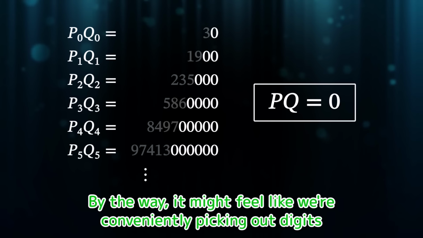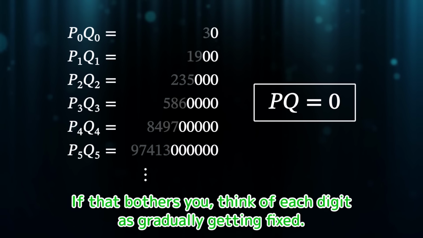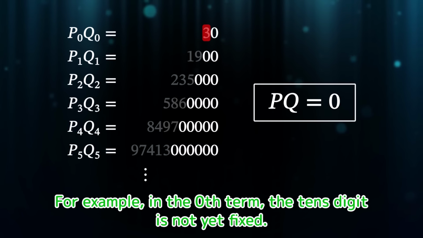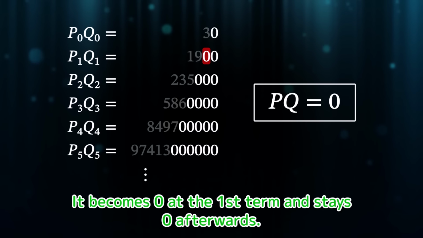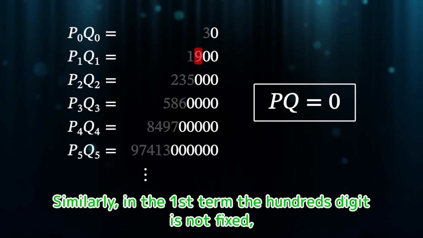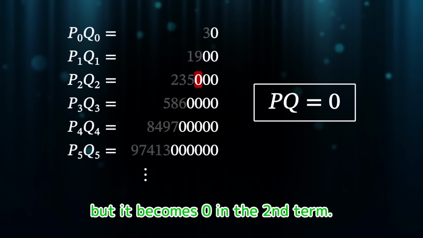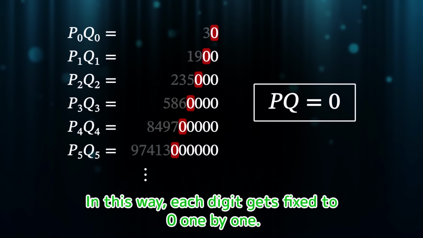By the way, it might feel like we're conveniently picking out digits to make the calculations work. If that bothers you, think of each digit as gradually getting fixed. For example, in the 0th term, the tens digit is not yet fixed. It becomes 0 at the first term and stays 0 afterwards. Similarly, in the first term, the hundredths digit is not fixed, but it becomes 0 in the second term. In this way, each digit gets fixed to 0 one by one.